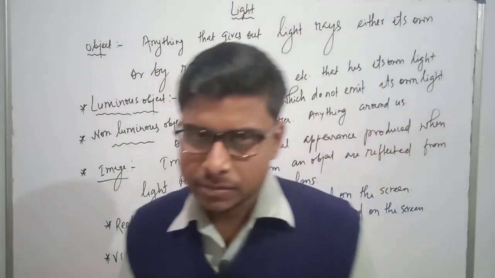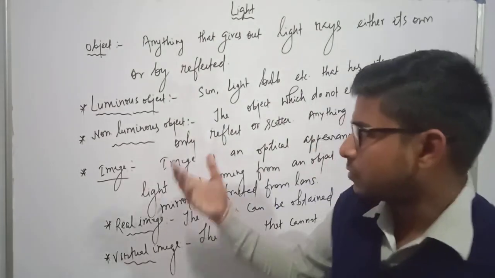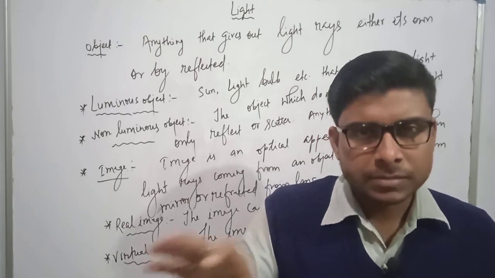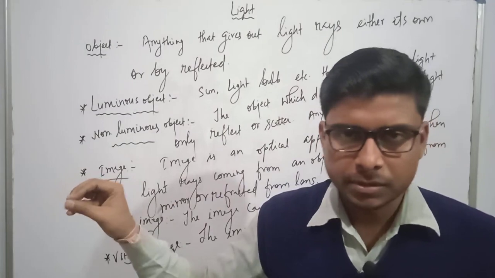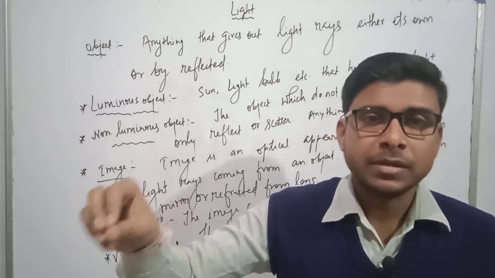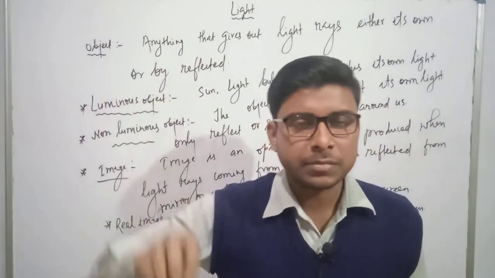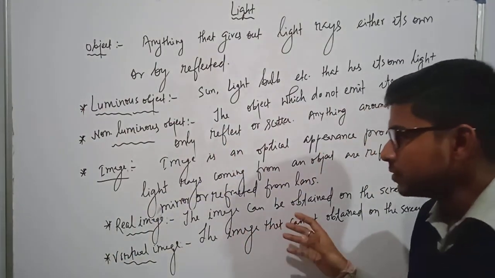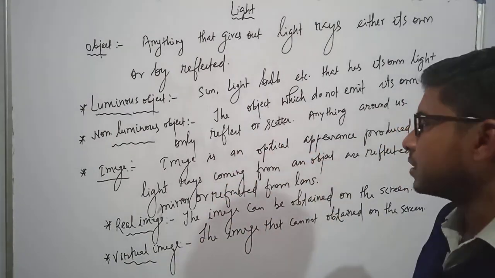Now what is an optical appearance? Right now you can see me or this board or anything on your mobile screen while watching a video. That means you can see those objects, but they are not real. They are just an optical appearance of the real object. That appearance is possible because of light. We can see such objects because of the light, that's why it is an optical appearance.